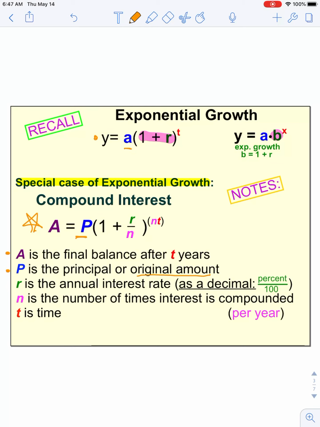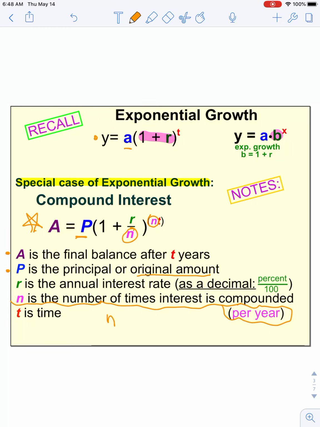The rate, okay, is the same, but it's just that the rate has to be divided by the number of times the interest is compounded. So this N right here and this N right here are the number of times that interest is compounded per year. And then T is the time again, okay? And usually T is time in years. So you have to think about what about compounding interest, okay? Well, it actually grows much faster when it's compounded.